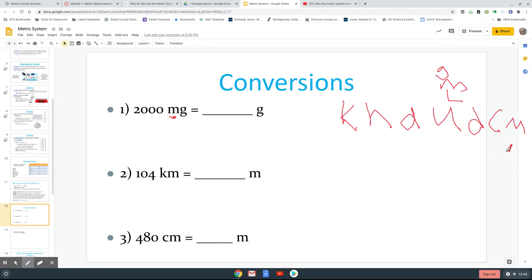So I'm going to jump 1, 2, 3 places to the left. If you don't see the decimal, it's always here at the end. 1, 2, 3. It is just a 2. All right. So I don't know if I can change color or not. I think I can. Let's try blue.